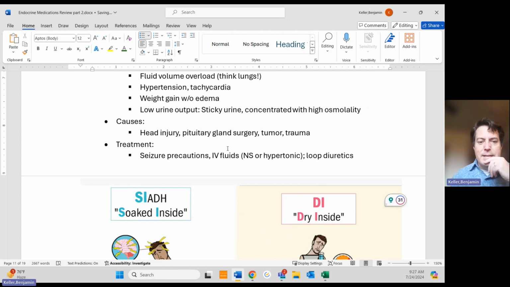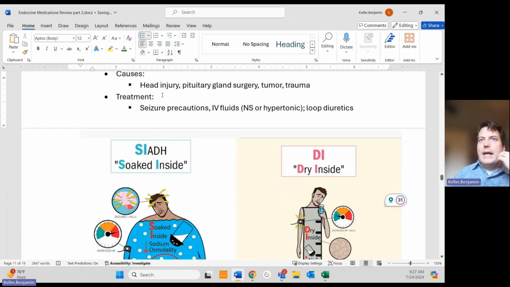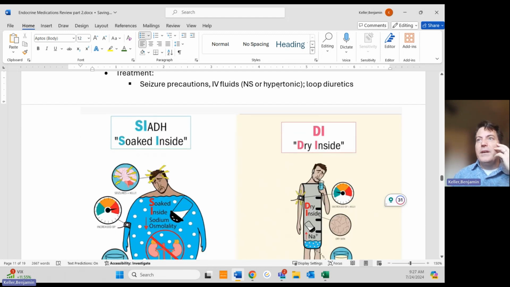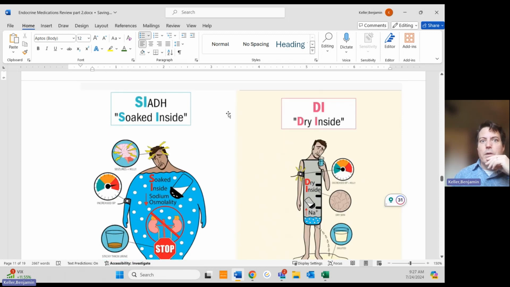And so you might see a question that says, hey, you need to be watching for this patient after some kind of brain surgery or a car accident or something. And so the treatment, you're going to put them on seizure precautions because of the fluid volume and the shifts of sodium in their brain. They can cause a seizure. So that's going to be things like having oxygenation and ventilation at the side of the bed, padded rails, things like that. IV fluids, they're typically going to be normal saline or hypertonic, and loop diuretics, and they'll probably put them on water restriction because they already have enough water.